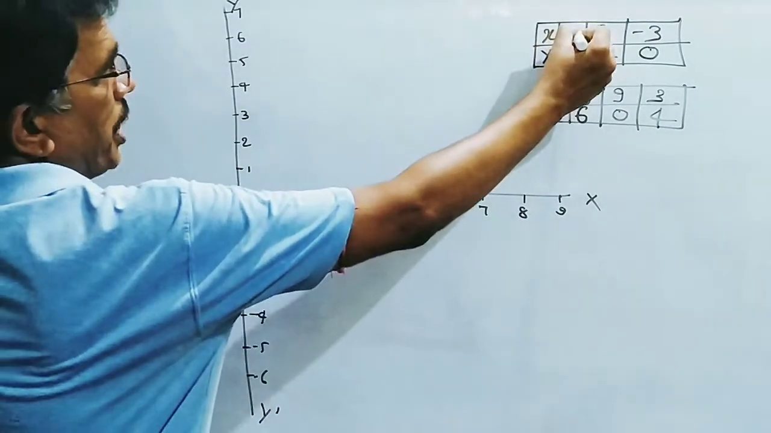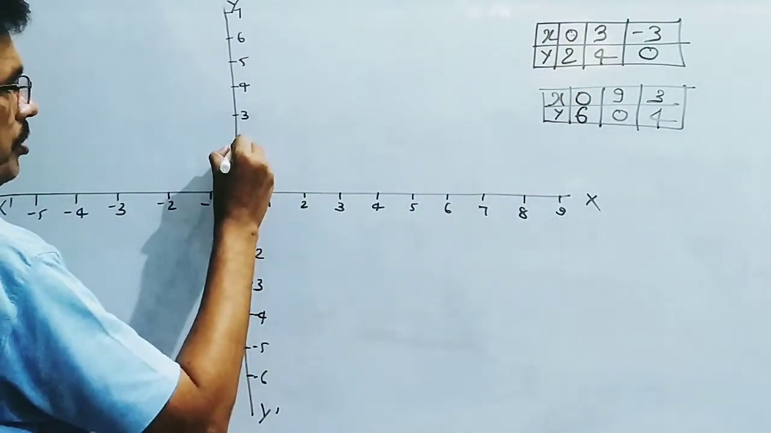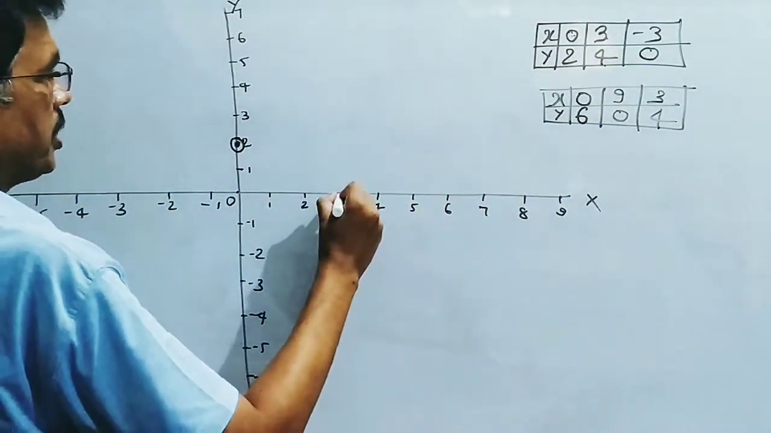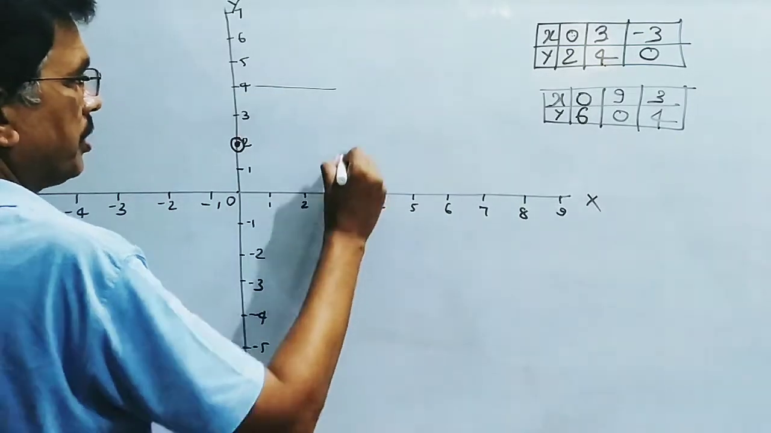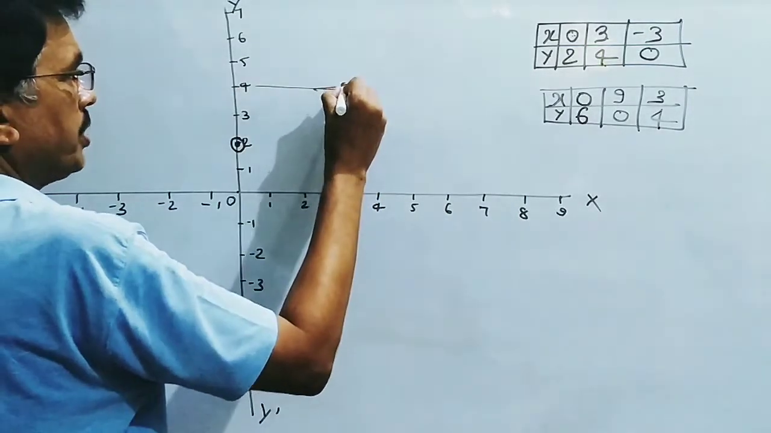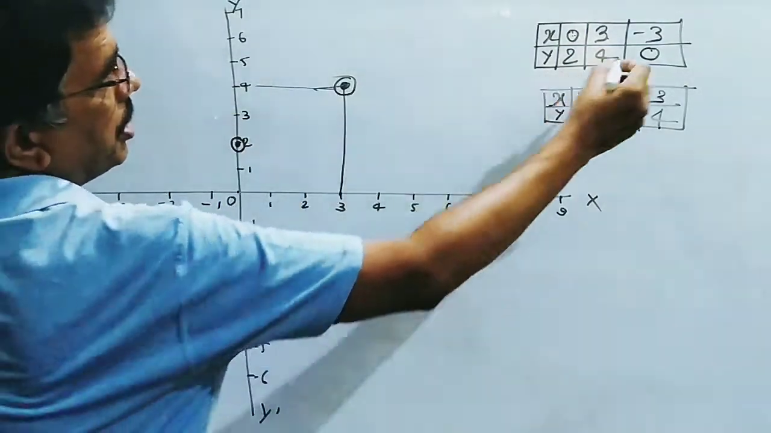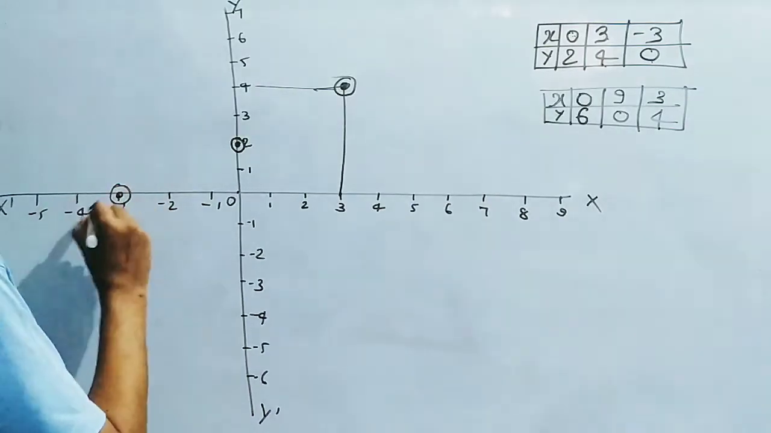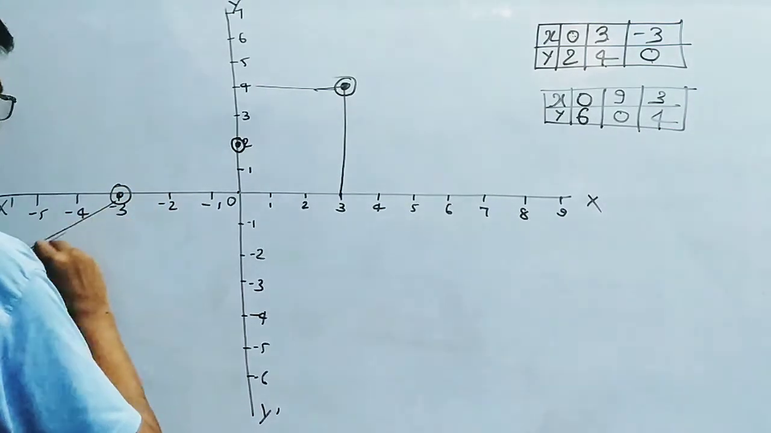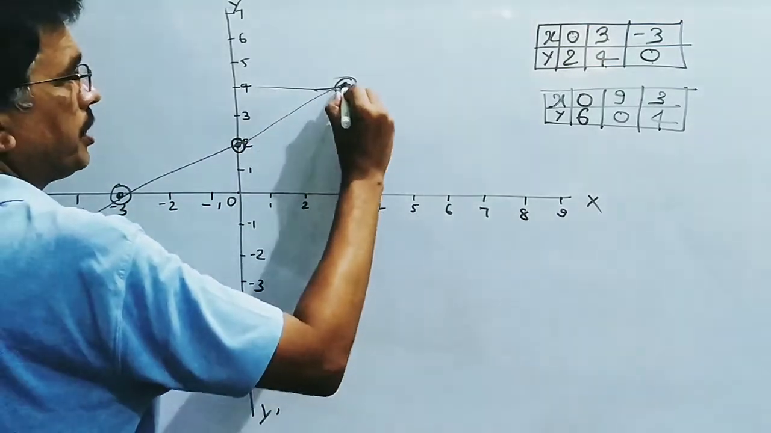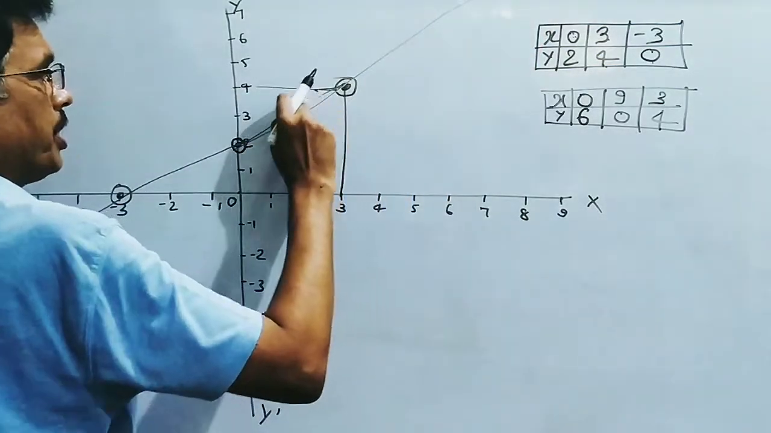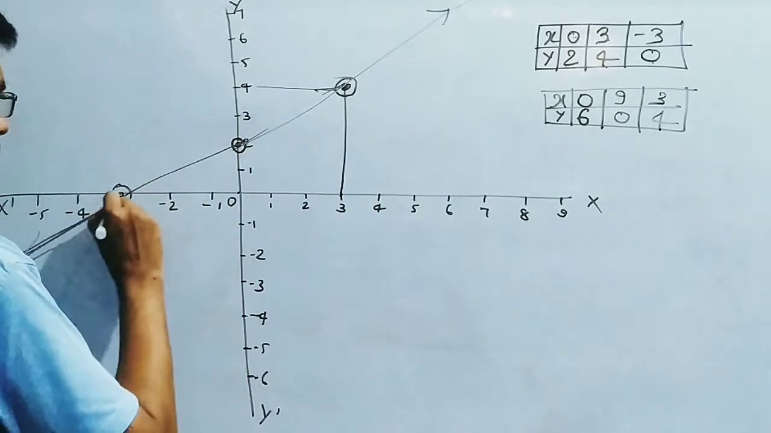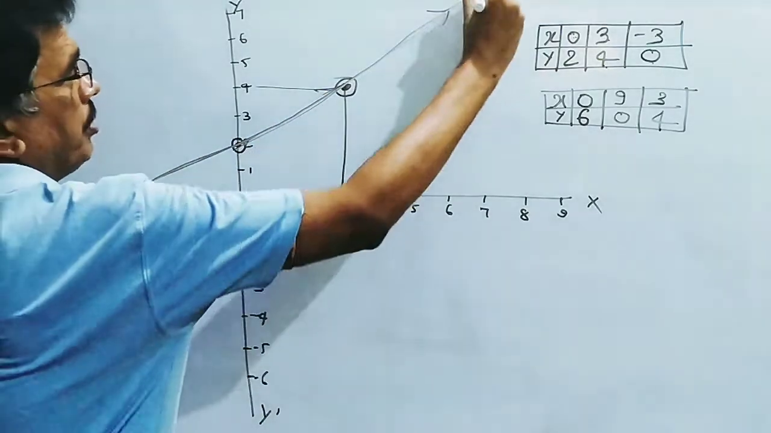Now your points are x is 0, y is 2. That point is there. Next, x is 3, y is 4. Approximately, the point is here. And next, x is minus 3, y is 0. That means you can draw a straight line with the help of these three points. So it is a straight line. You write an arrow here and here, and this is the first equation that we draw with the help of a scale.